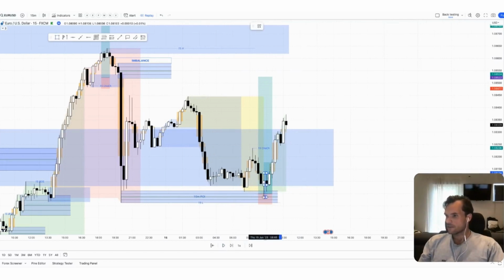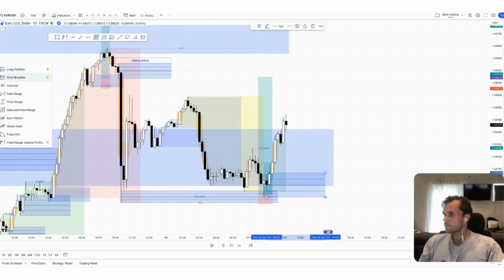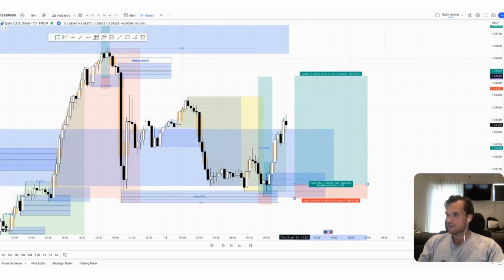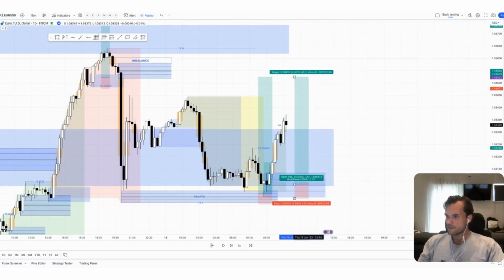I think I'd have to include all of this because it's a little bit messy. I think this is pretty big POI. Probably do the same area. We do have this consolidation here. I don't really like it. Huge amounts of balance below.